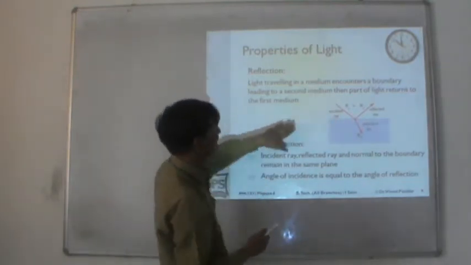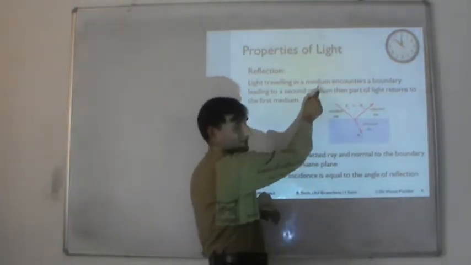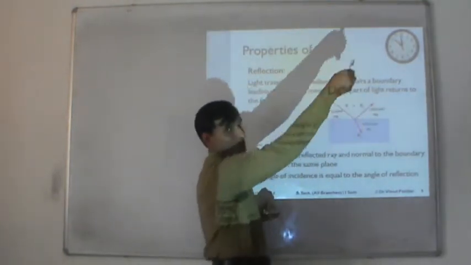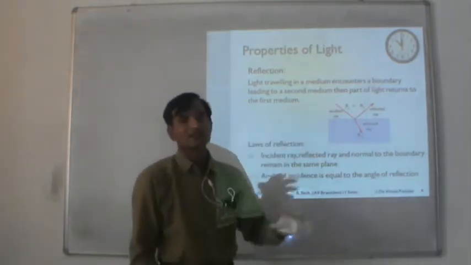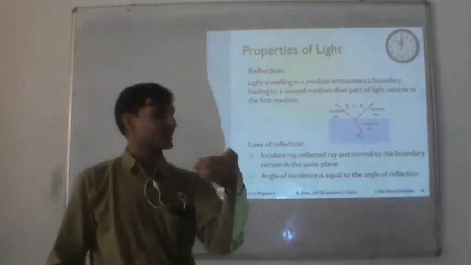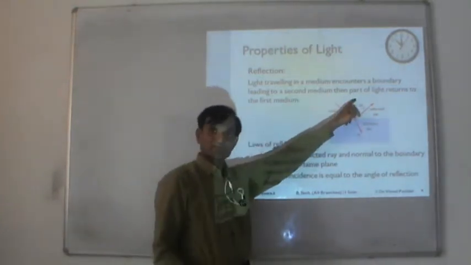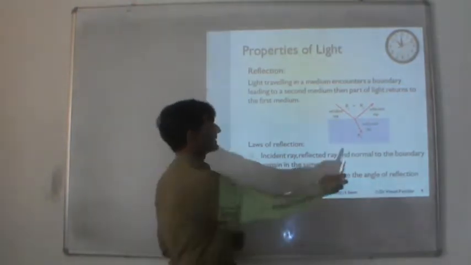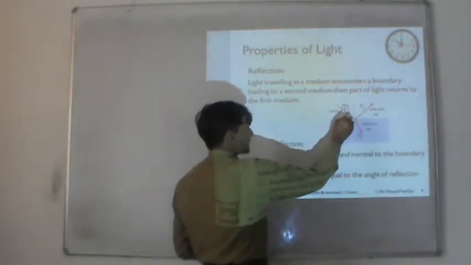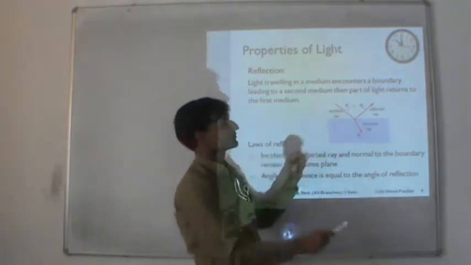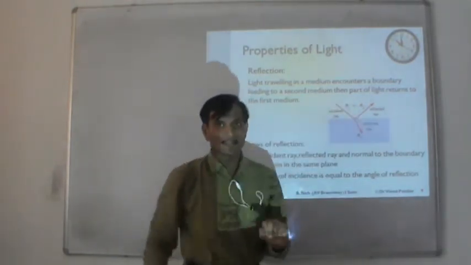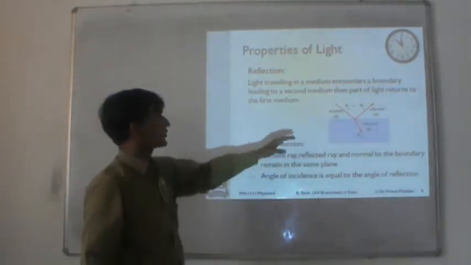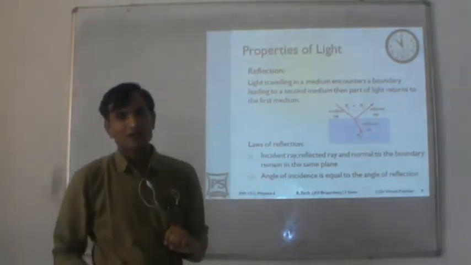If you consider this blackboard as a plane, and the light is incident in this direction, then the light will remain on the blackboard. It will never travel out of the blackboard. So this is one law, which says that the normal, incident ray and reflected ray all remain in the same plane. The second law says that the angle of incidence, which is the angle the incident ray makes with the normal, is equal to the angle of reflection. This is the second law, and it is always true. So this is about reflection.